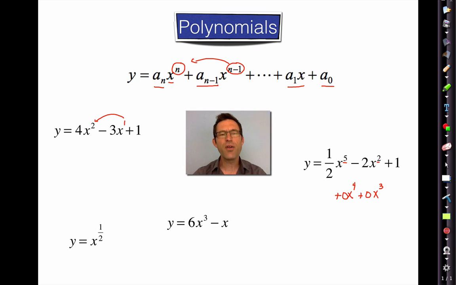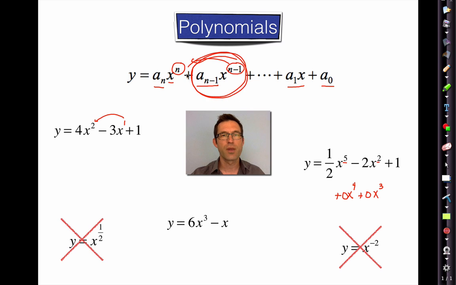On the other hand, y equals x to the 1/2 is most certainly not a polynomial because the 1/2 is a fractional power. All of those powers have to be positive exponents. Likewise, y equals x to the minus 2 also can't be included in a polynomial. No negative exponents on the variables. So polynomials are collections of power functions. This thing is a power function, but the powers have to be positive numbers. And we can also have constants thrown in at the end.